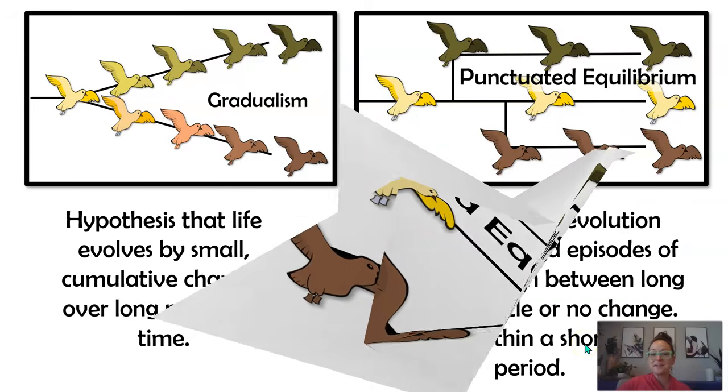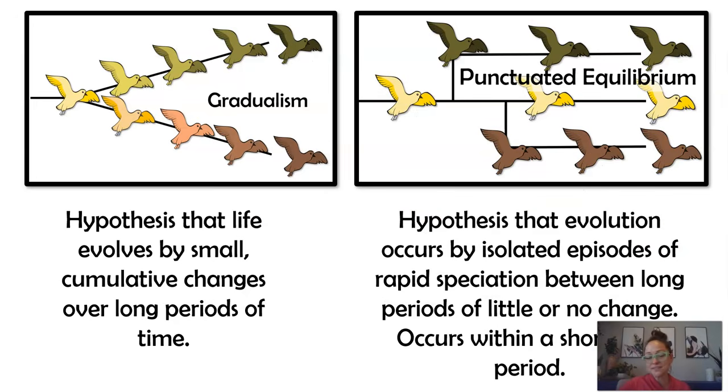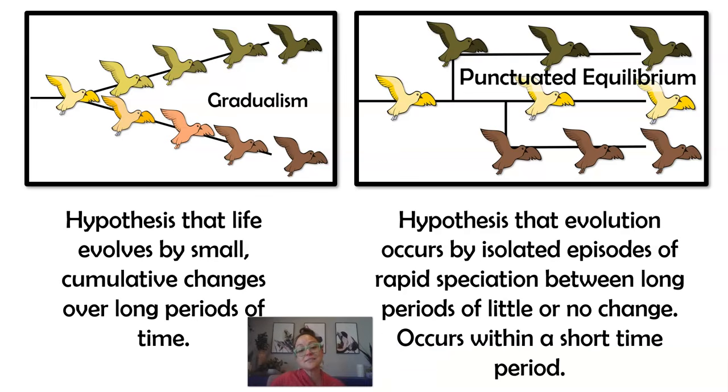So if we were to compare these, so in gradualism, it's the hypothesis that life evolves by small cumulative changes over long periods of time. And then in punctuated equilibrium, it's the hypothesis that evolution occurs by isolated episodes of rapid speciation between long periods of little or no change, and that speciation does occur within a short time frame.